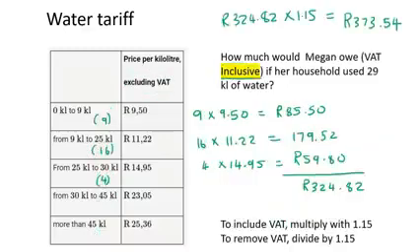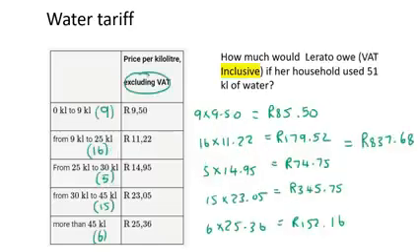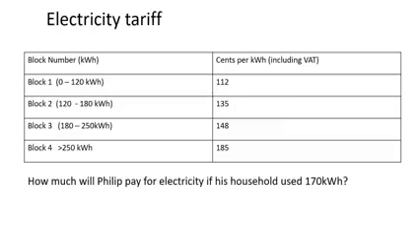Like I showed you over here, to include VAT, you multiply by 1.15. So we're going to multiply this by 1.15. And so we end up with 963.33 Rand. Okay, so that is what Lorato would pay. Let's move on to electricity.